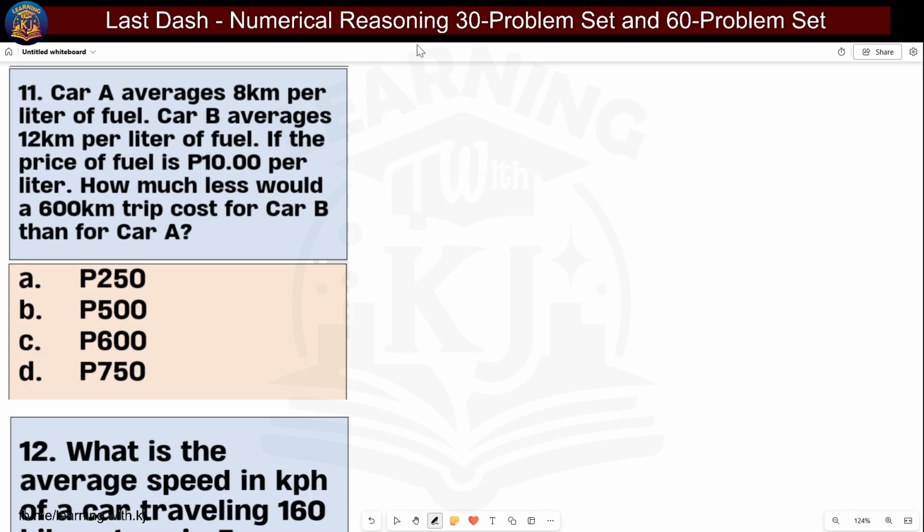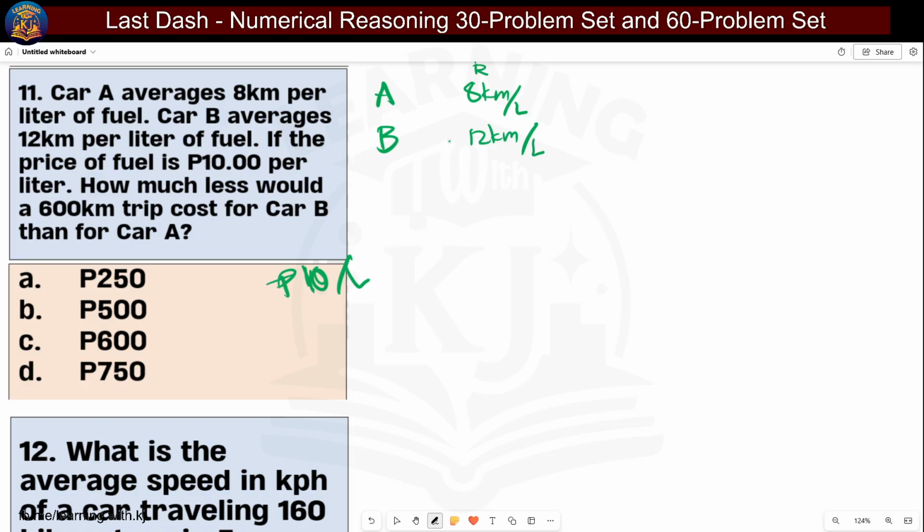Number 11, sabi dito, car A. So meron tayong isang car, averages 8 kilometers per liter. So, ang kanyang rate is 8 kilometers per 1 liter. And car B naman daw, averages 12 kilometers per liter of fuel. If the price daw ng fuel is 10 pesos per liter, okay?